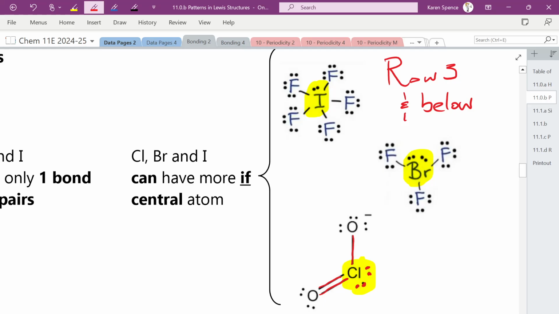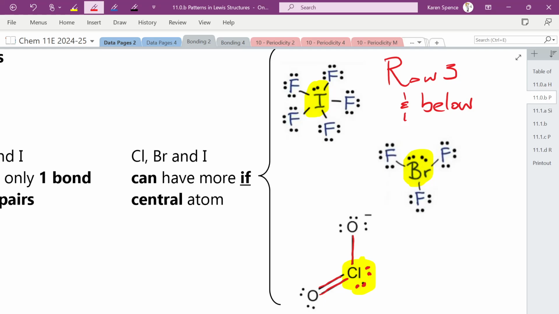And does chlorine double bond? No, but occasionally it does. Right? Does fluorine ever double bond? No. And I'm going to keep harping on that because so many people, even though I keep harping on it, double bond fluorine when it comes to a test or a quiz or whatever.